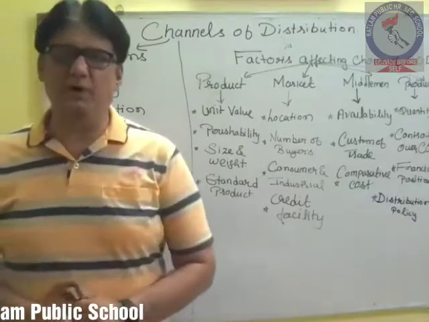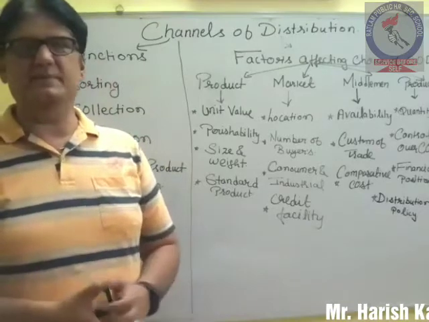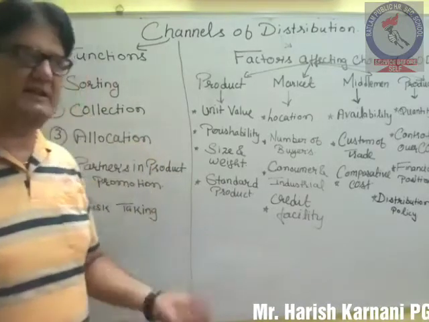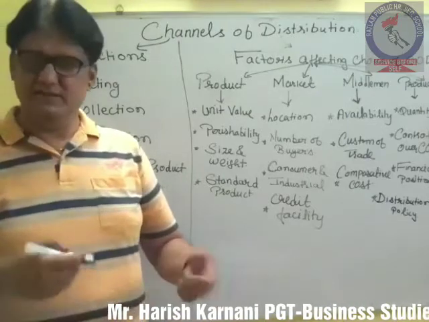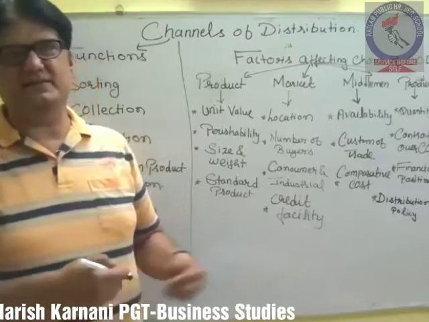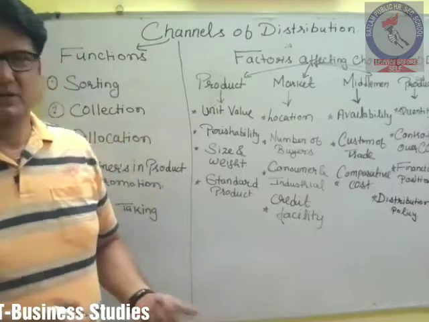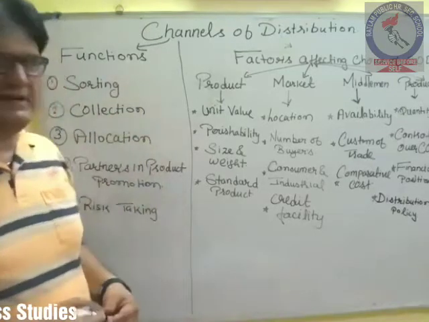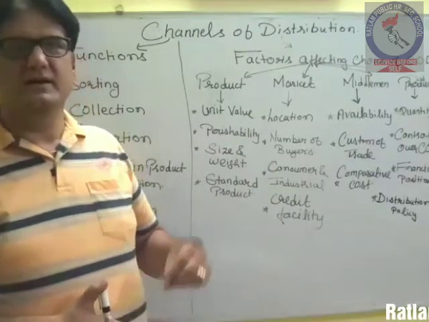Then comes risk taking. All the risk is borne by the mediators, the wholesaler and the retailer, because they keep the stock of the goods, and when they keep the stock, at the time of any change in taste, demand, fashion and liking, they ultimately suffer the losses. So they bear all the risks. So these are all the functions related to the channel of distribution.